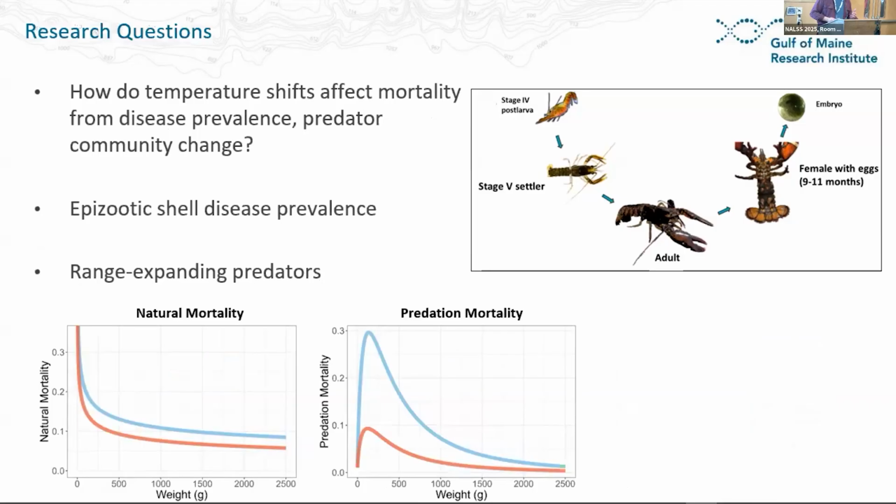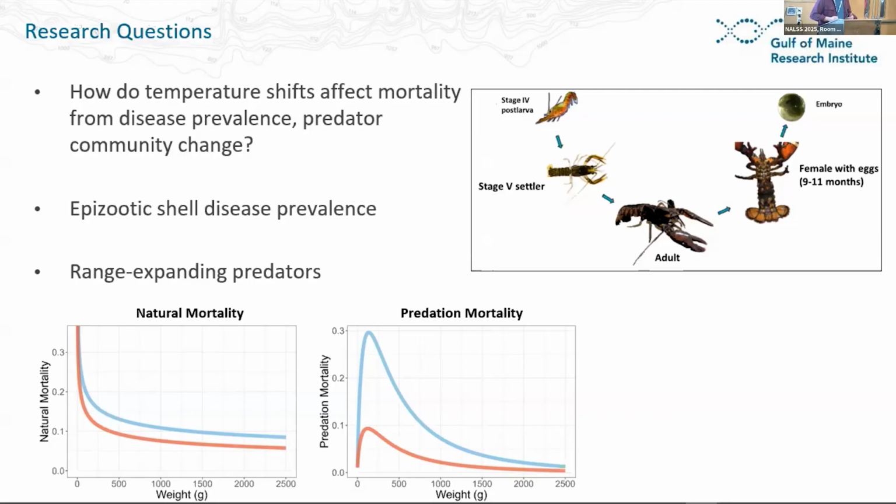So another set of research questions we're looking at are how does temperature affect mortality? So disease prevalence. Like we were having that conversation earlier about epizootic shell disease. There's a number of folks at Bigelow that are actively looking at this, and how do we think about modeling those mechanisms, and that'll play into these natural mortality relationships that we see here.